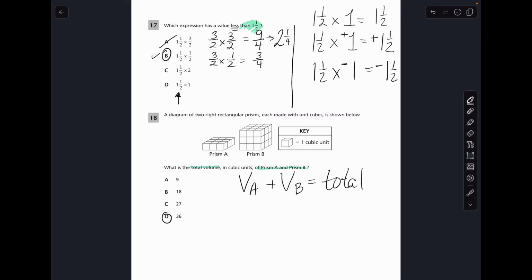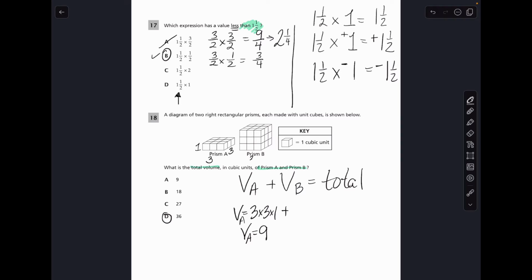The volume for A is super easy because it's just a base. So I don't really have much of a height. I can literally see my dimensions here. 3 times 3 times 1. And that's just going to equal 9. So volume for A is 9 cubic units.